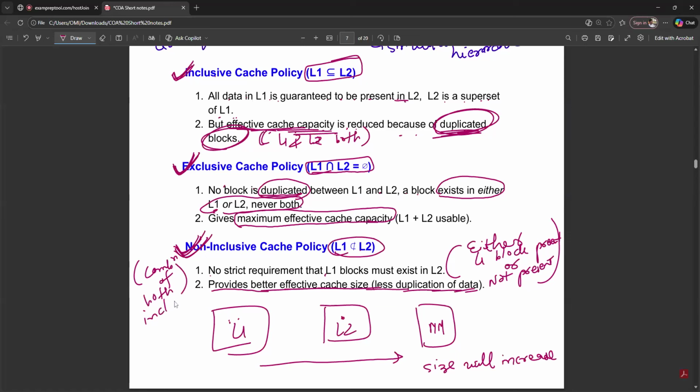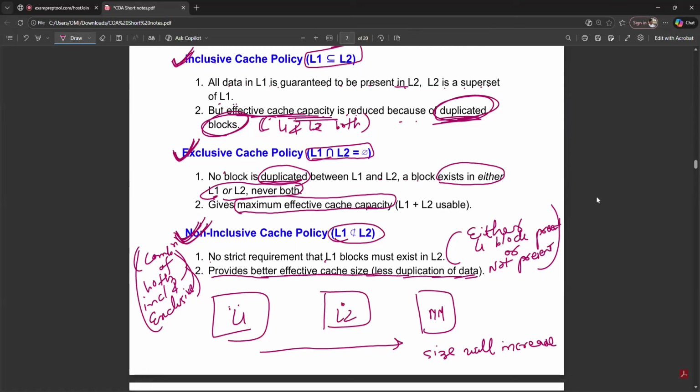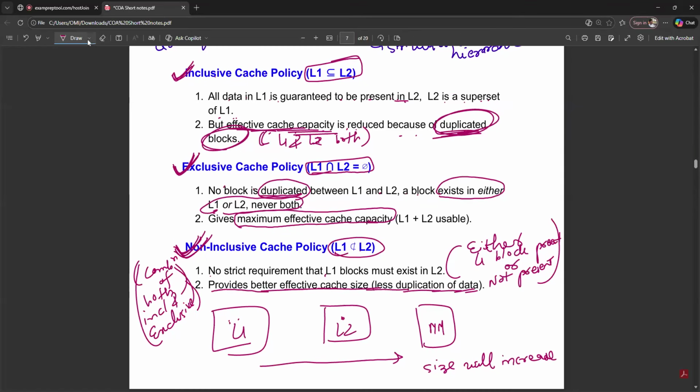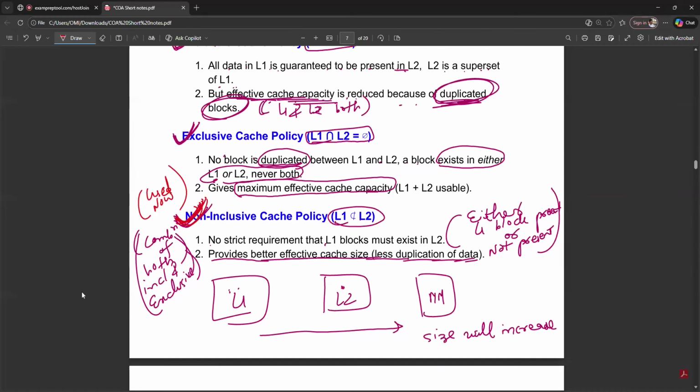Right? And do you know which particular policy is used in our day-to-day life? You will be amazed to hear that the non-inclusive policy is used. Currently, the inclusive case is not used, exclusive is also not used, but the non-inclusive case is used now. Okay, so this is the concept which you have to take care of. Got it?